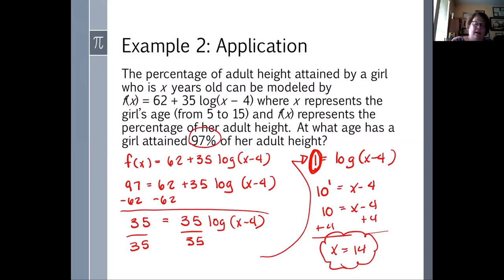All right, and that ends section 4.4 on solving exponential and logarithmic equations.